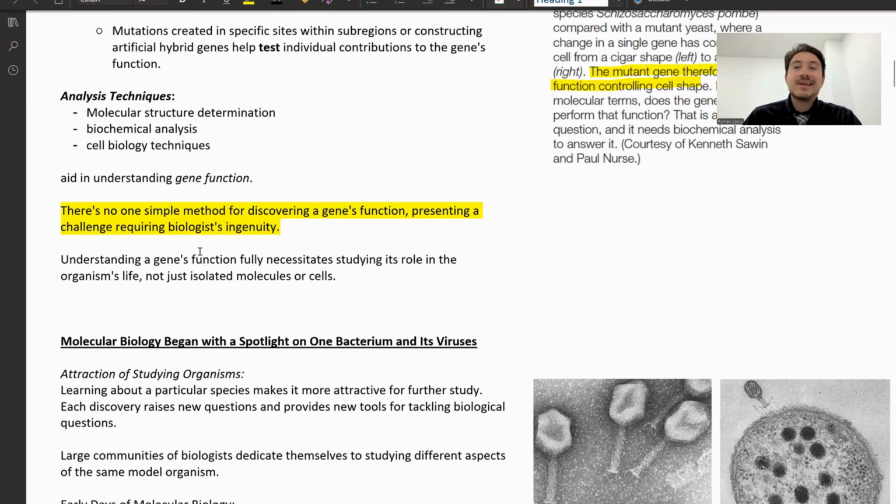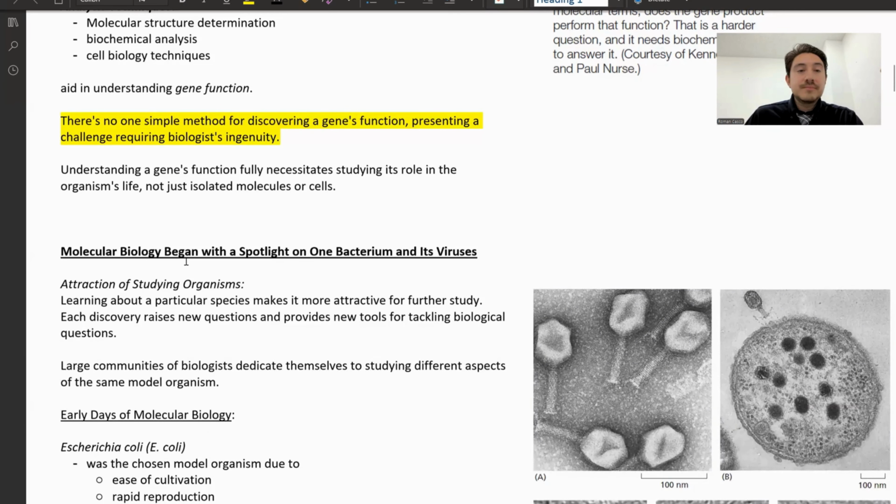There is no one technique, or no combination of techniques, to use. It depends on what you're studying, what your goal is. There's no single method for discovering a gene's function. It is quite a challenge to undertake. Understanding a gene's function fully necessitates studying its role in the organism's life, not just isolated molecules or cells. Definitely, if you really want to know the gene's function, you can't just study a cell in culture. You would need to alter the phenotype in the living organism itself.